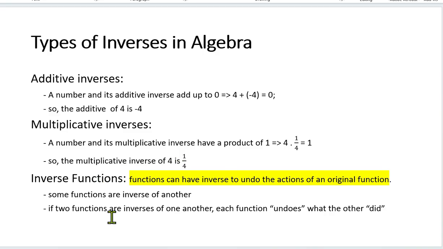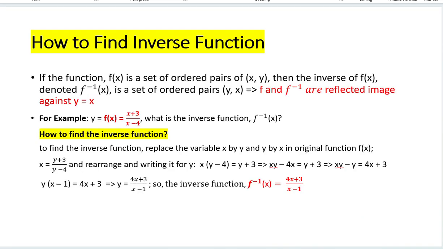What about the functions? Functions can have inverses to undo the actions of an original function. Some functions are inverses of another. If two functions are inverses of one another, each function does what the other undid. So we're going to see what it means. So first, how to find the inverse function.